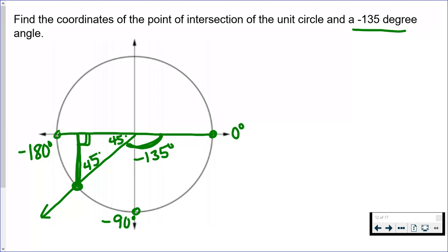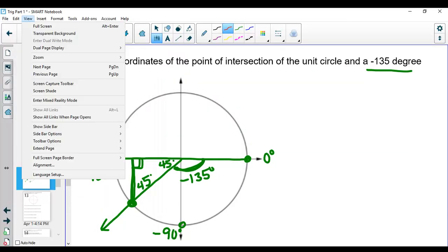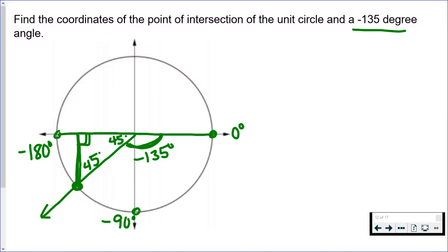Now, the rules for your 45, 45, 90 special right triangle are that this side length is just S, which means this side length is also S, and the hypotenuse is S times the square root of 2.